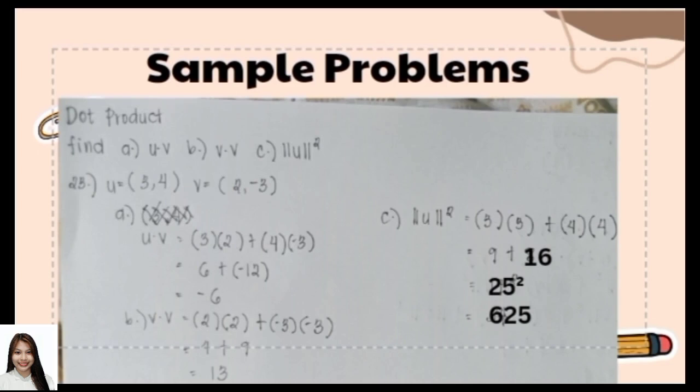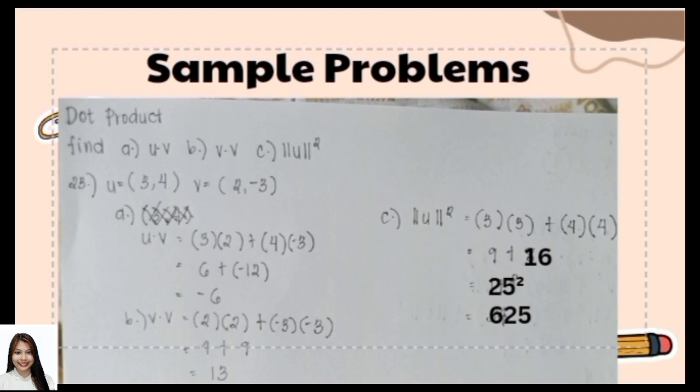Sample problem of the dot product. We need to find u dot v, v dot v, and the absolute value of u squared. For example, u is equal to (3, 4) and v is equal to (2, -3). In A, we need to find u dot v, which is equal to 3 times 2 plus 4 times negative 3. Here, we multiply u1, which is 3, by v1, which is 2, and u2, which is 4, by v2, which is negative 3. We have 6 plus negative 12, which is equal to negative 6.